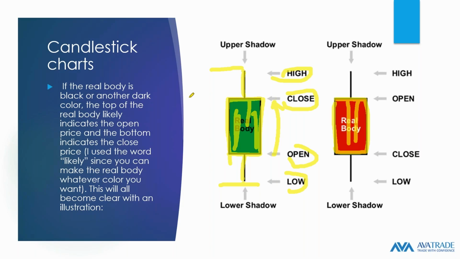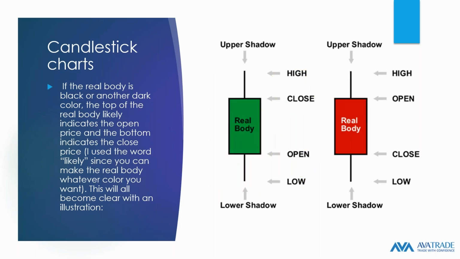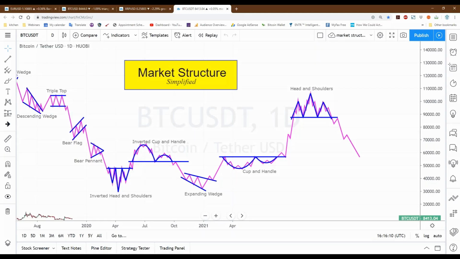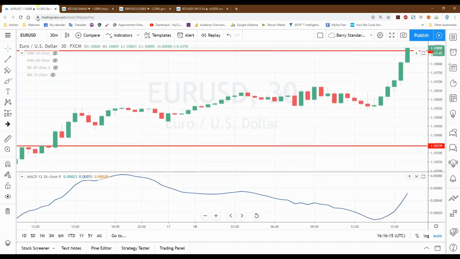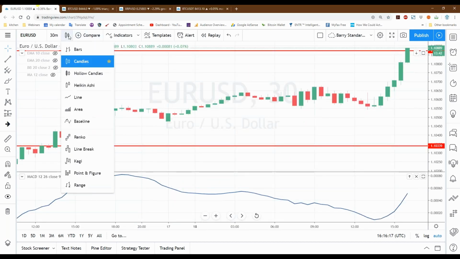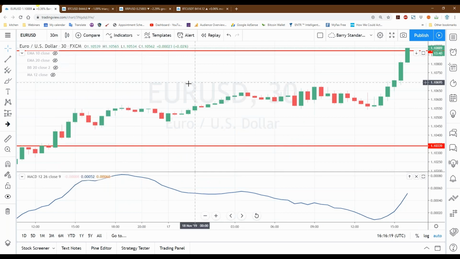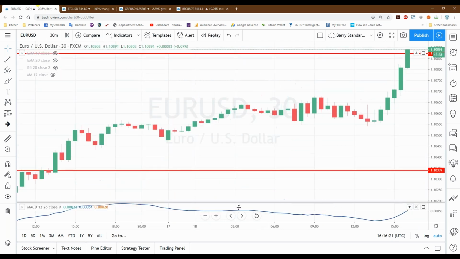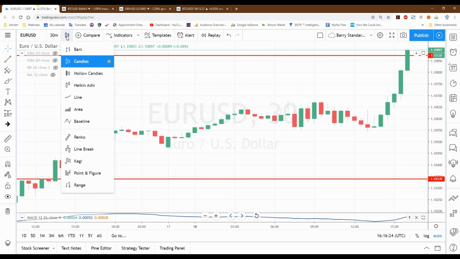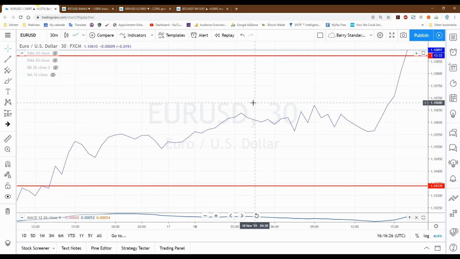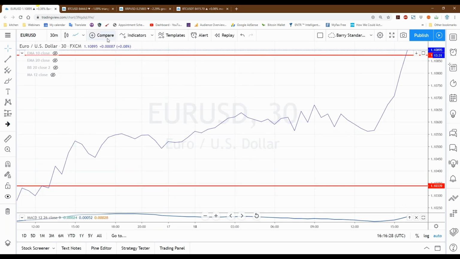So let me pop up some live charts here for you. And let's see if I can just show you all this. Okay, so let's start off. This is my teaching charts, Euro US dollar, 30-minute chart, and we're going to start off with a line chart. Okay, just what we were talking about.